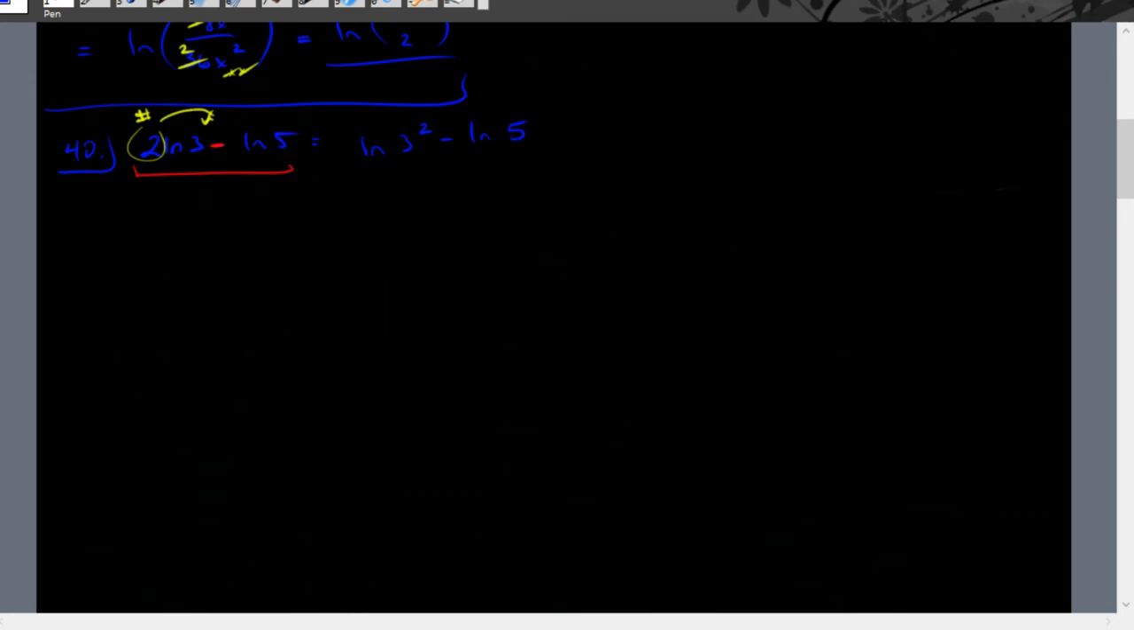And now we can go ahead and use the quotient property, where we've got the natural log of this over this. So we've got the natural log of 9, that's what 3 squared is, over 5. 9 over 5 can't be simplified, those parentheses aren't necessary, but whatever. 9 over 5 cannot be simplified, so we are done. That was a pretty concise problem. Number 41.